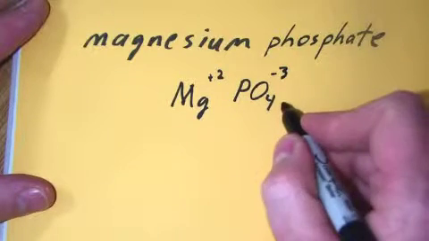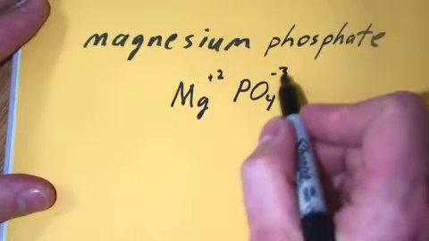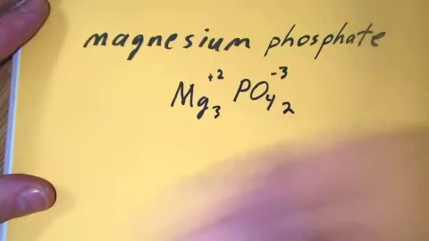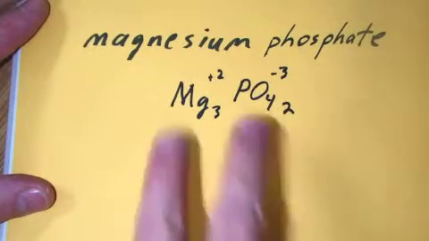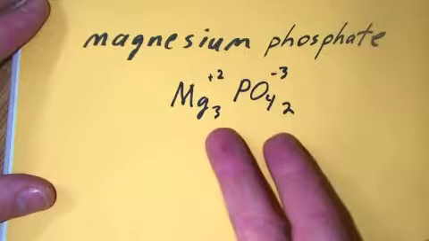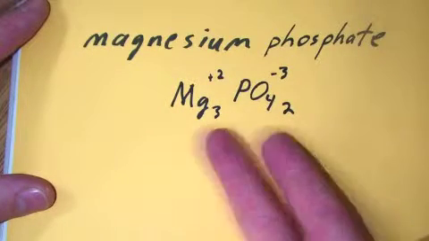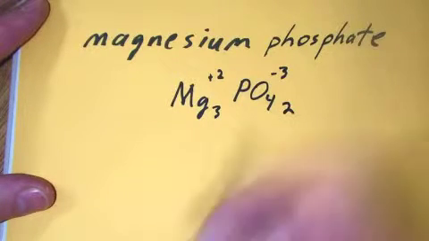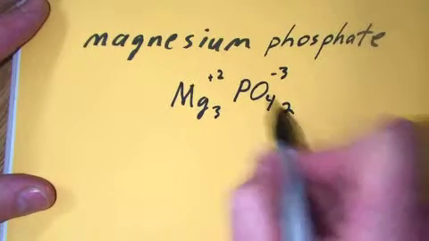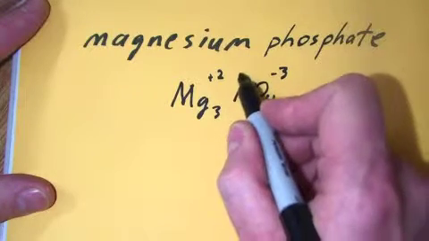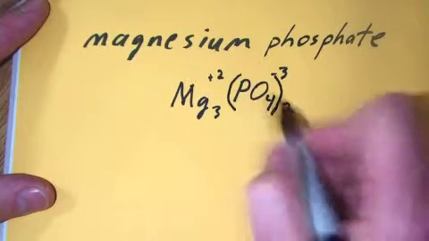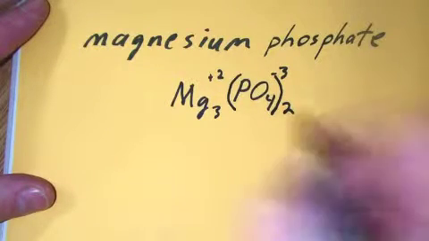The 2 comes down here and becomes the subscript for the phosphate, and the 3 becomes the subscript for the magnesium. And we know as part of our rules it was symbols, charges, cross them, and then you reduce, if possible. Well, you can't reduce the 3 and the 2 anymore, and parentheses if necessary. Since we have 2 phosphate ions, we know, just from algebra, that for that 2 to apply to the entire molecule, we're going to have to put the molecule in parentheses.